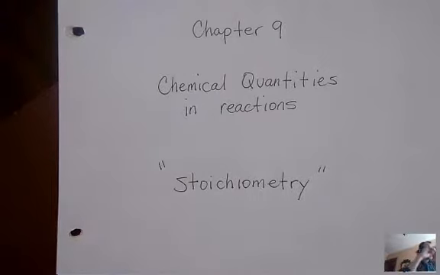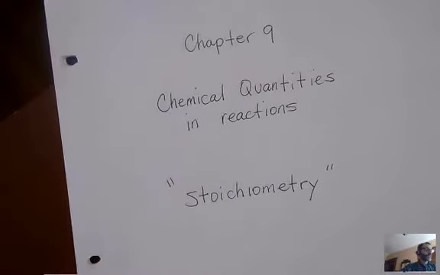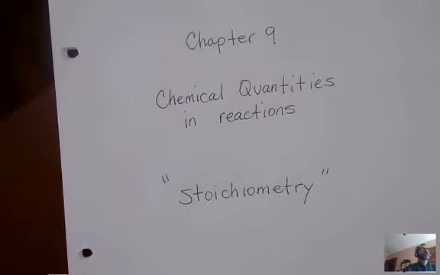Ricardo. Today we're going to go through the Chapter 9 notes, which is chemical reactions, chemical quantities in reactions. An old-fashioned term for this is called stoichiometry. So stoichiometry is when you can do calculations that predict the amount of product that can be made in a chemical reaction based on the initial quantities of reactants. So it's very practical stuff.